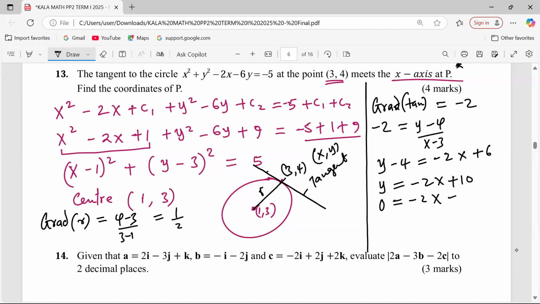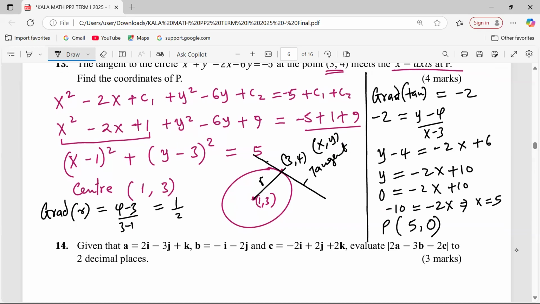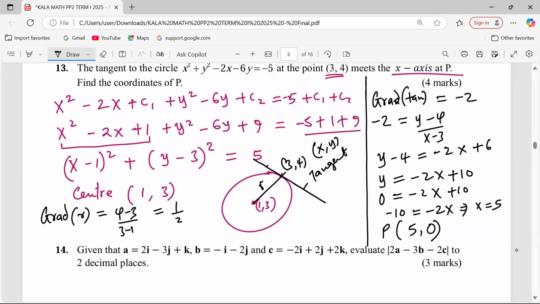Negative 2x plus 10. Y becomes 0 at the x-intercept. So negative 10 equals negative 2x, giving us the value of x as 5. And now we can say when x is 5, y is 0. So this (5, 0) is the coordinate. Yeah, coordinate (5, 0). So that's how we work it out.